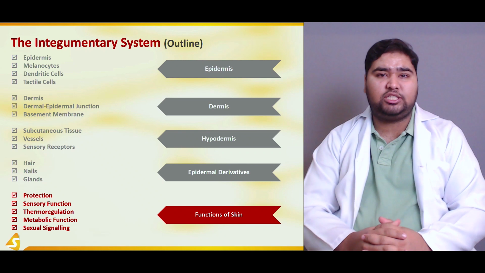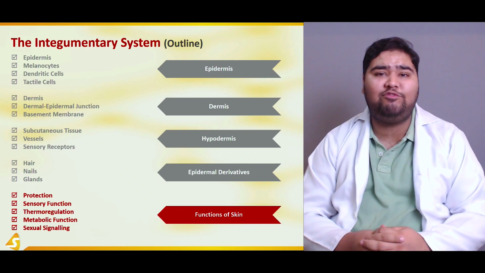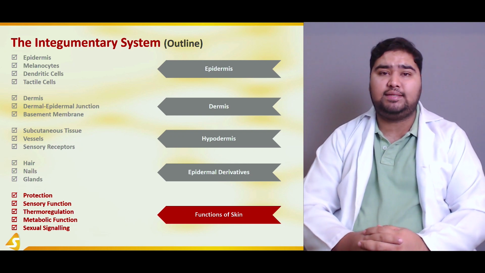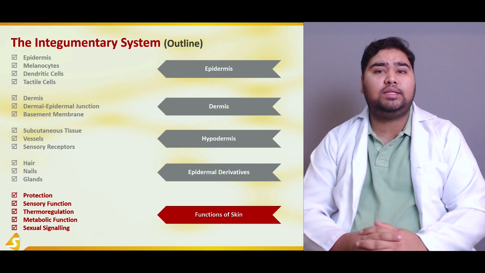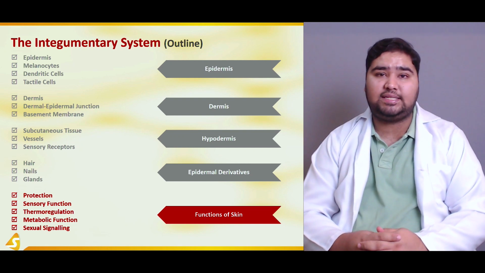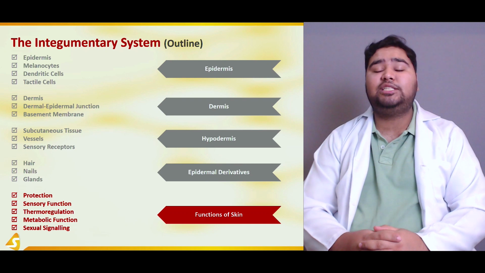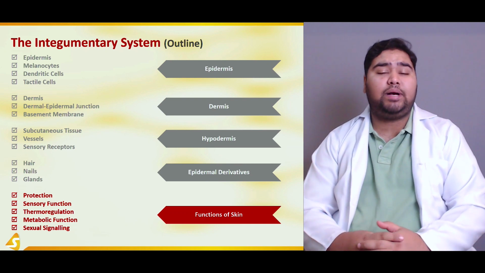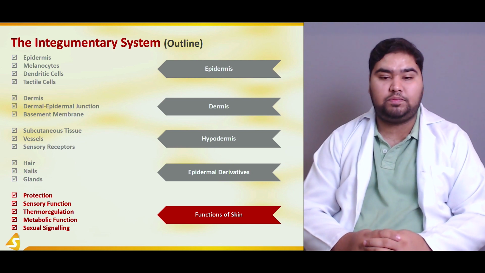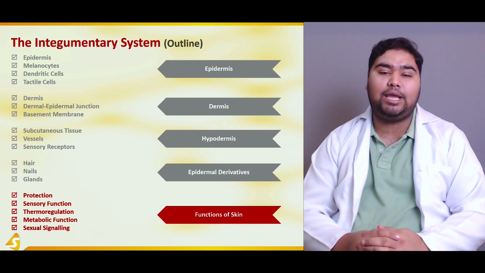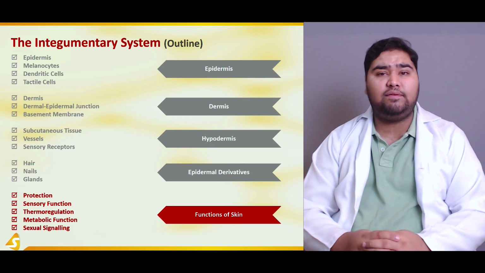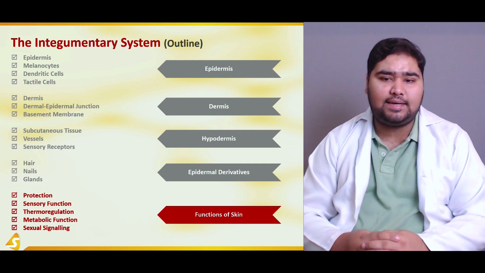There were 5 different sections in the integumentary system. I hope you have watched all of them. If not, I'll give you a brief outline of what we discussed in various sections. In epidermis, we talked about the epidermal structure, various cells in the epidermis, which were the melanocytes, the dendritic cells, and the tactile cells. The second section was about dermis, in which we discussed the dermal structure, the dermal epidermal junction, and the basement membrane. The third section was about hypodermis, in which we discussed the hypodermal structure, the vessels, which included blood vessels and lymphatic vessels, and the sensory receptors.